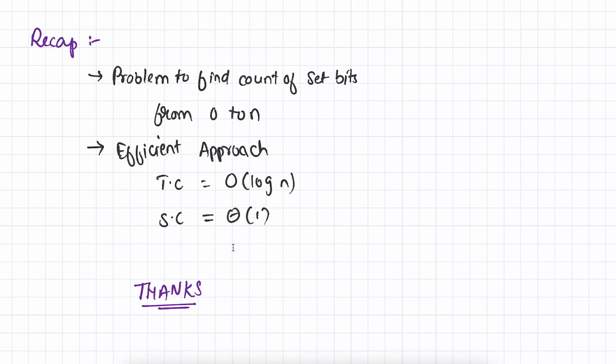Great. So let's have a quick recap of what we have done so far. We are given a problem to find the total number of set bits from 0 to n. And we saw the efficient approach to solve this problem. In that approach, we simply considered the first position of the binary representation from 0 to n and counted the total number of set bits. Then we considered the next position, then the next position, and then the next position. So this is how we calculate all the set bits from 0 to n. And in this approach, time complexity came out to be big O of log of n, and space complexity came out to be theta of 1.